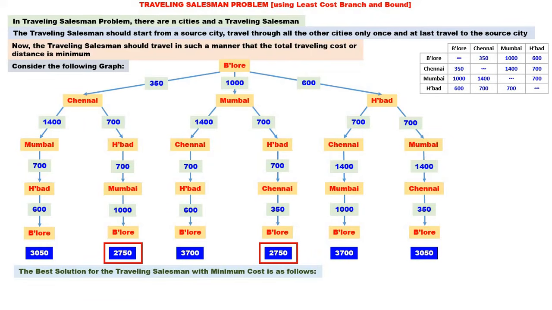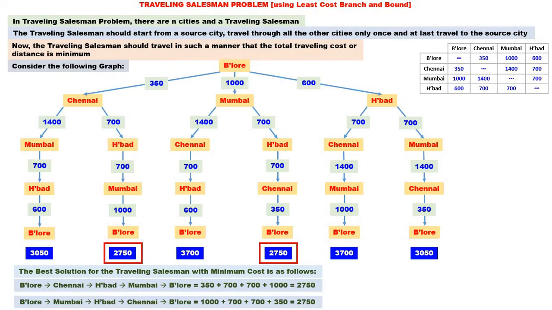So the best solution for the traveling salesman with the minimum cost is Bangalore to Chennai, Chennai to Hyderabad, Hyderabad to Mumbai, Mumbai to Bangalore. That comes to 2750. There is one more solution, Bangalore to Mumbai, Mumbai to Hyderabad, Hyderabad to Chennai, Chennai to Bangalore again. That also is 2750.